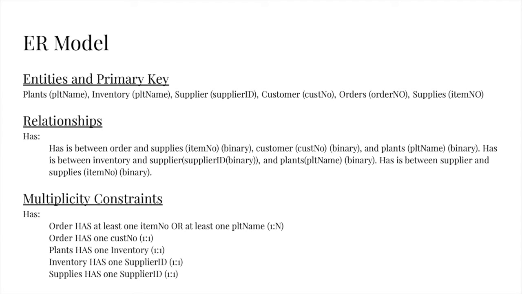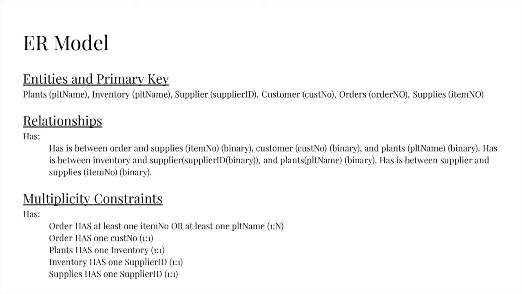You can't physically see all the views. That doesn't make any sense. However, it is still important data that doesn't have to have a finite existence. Just like the relational schema, the entities for Indoor Plants Online would be plants, inventory, supplier, customers, orders, and supplies.